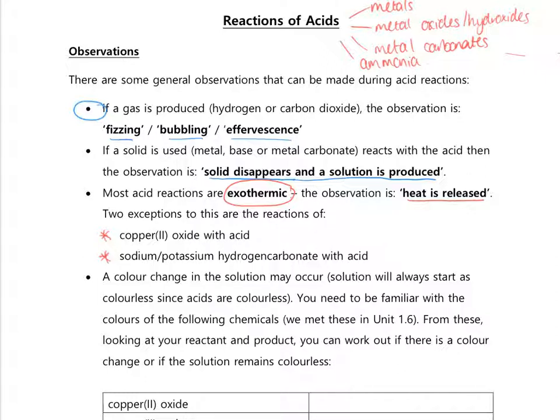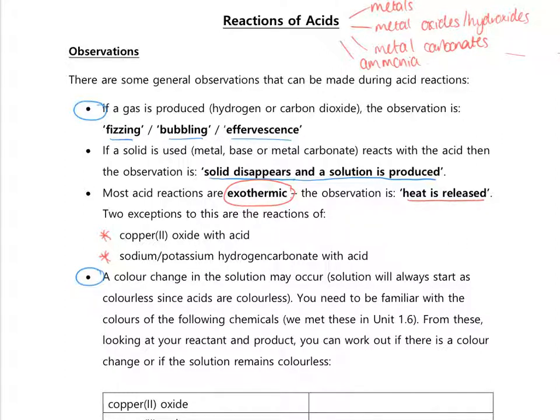And then coming back to that idea of the colour change, acids are always described as colourless. If you think of sulfuric acid, hydrochloric acid, they're all colourless. But sometimes the solution we get at the end is a coloured solution. And the most common one to be formed is a copper salt in solution. Copper salts in solution are blue.